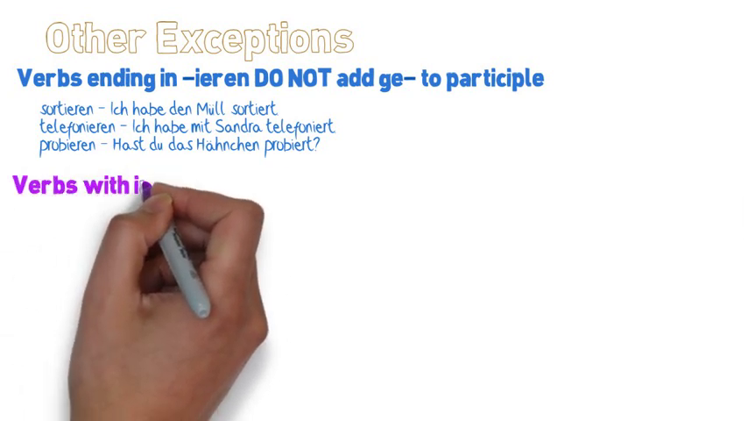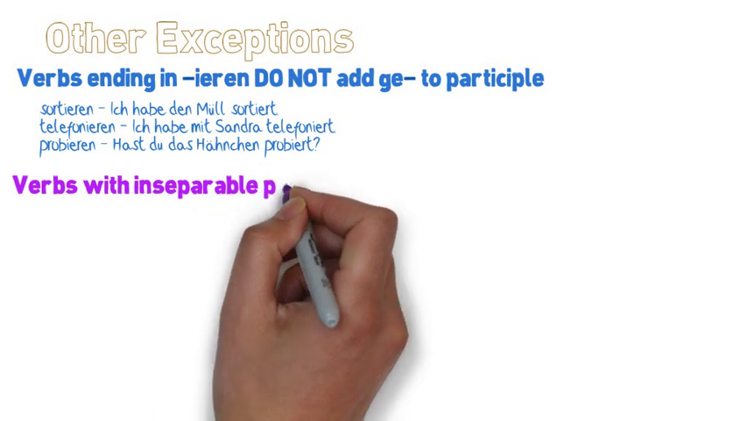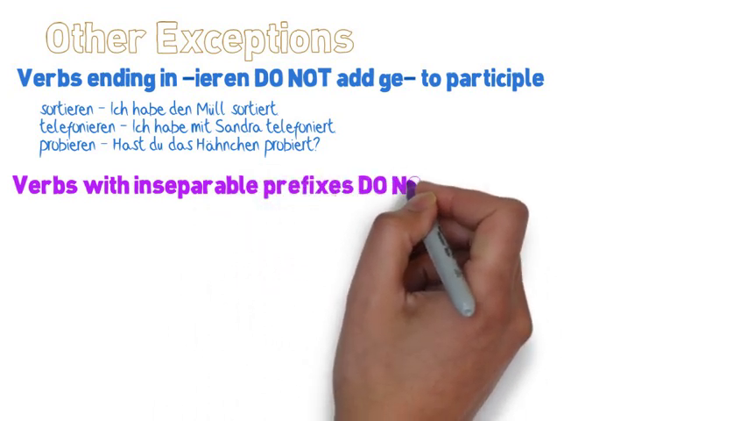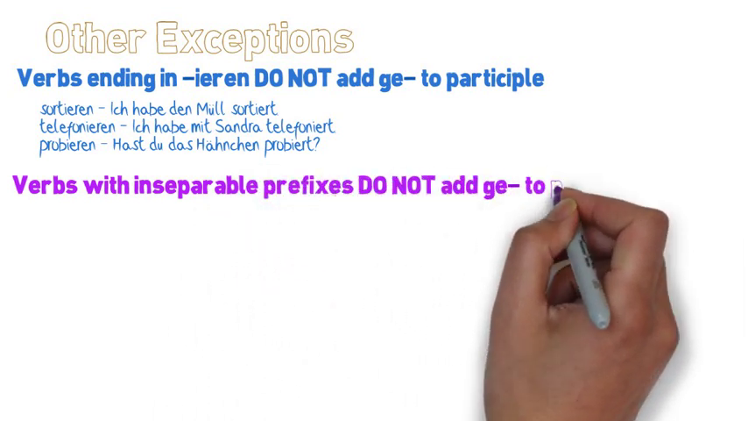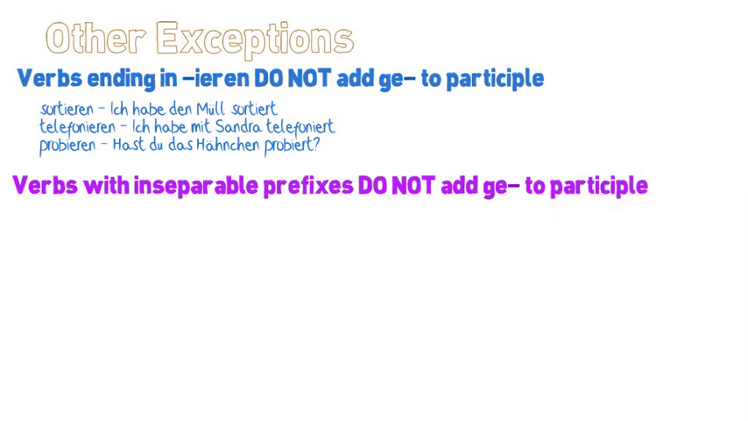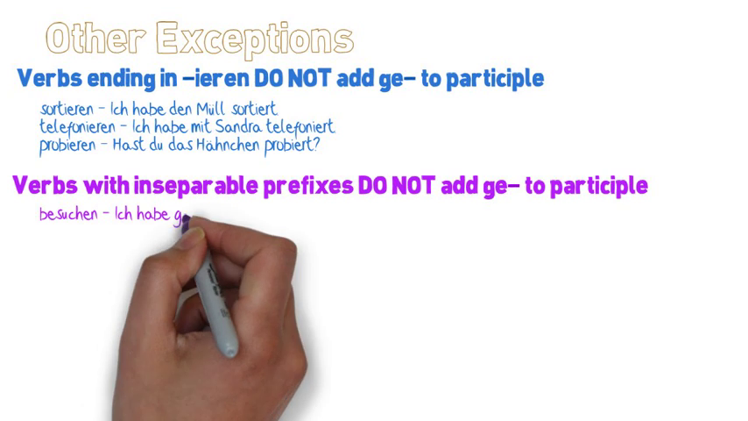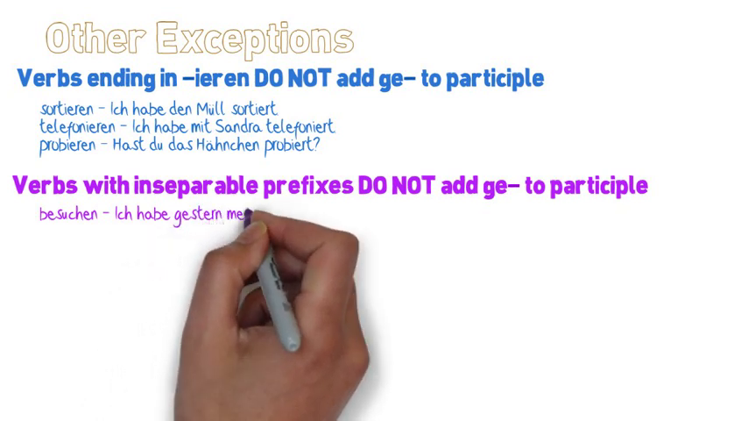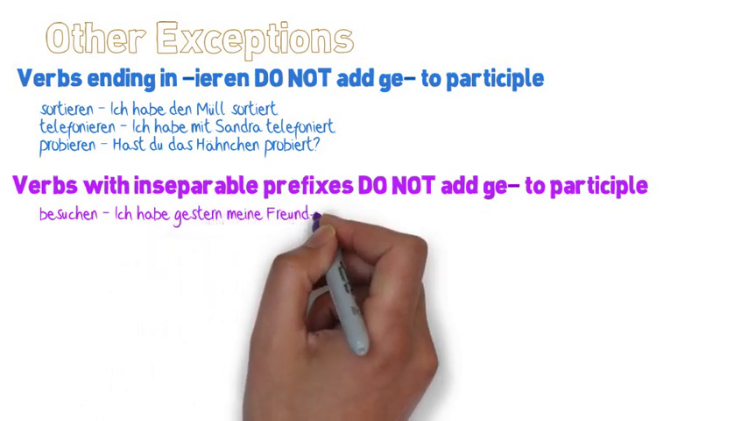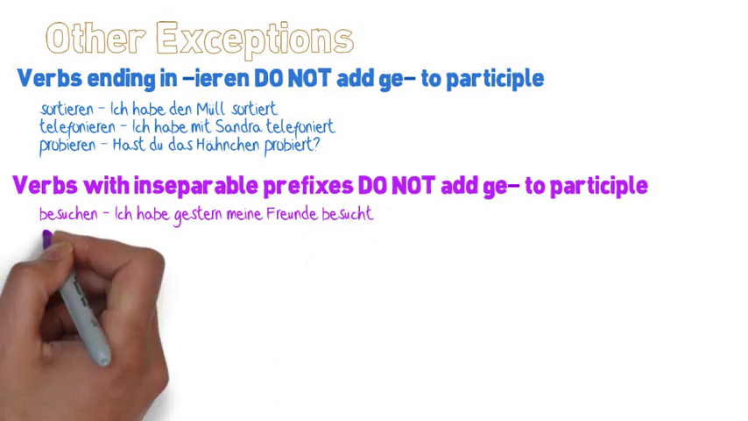Also, verbs with inseparable prefixes, prefixes like be, ge, or ver, also do not add a ge to their verb stems in the past tense. For instance, besuchen becomes besucht, not gebesucht. Gefallen would become just plain old gefallen, not gegefallen.